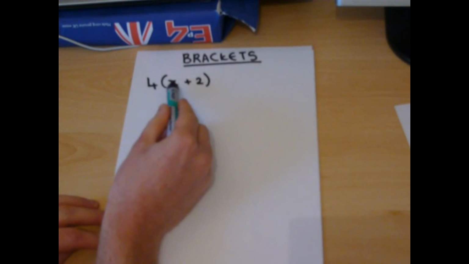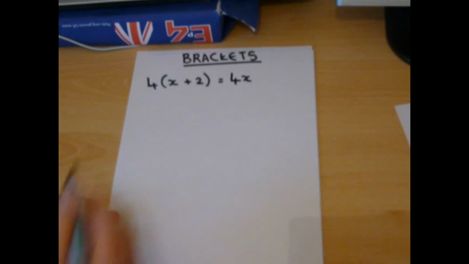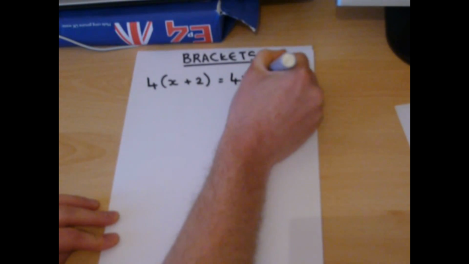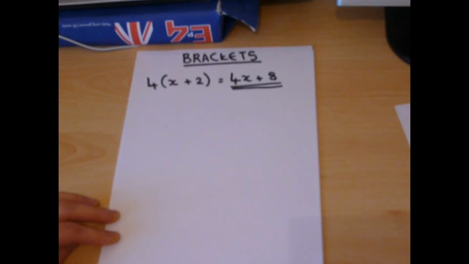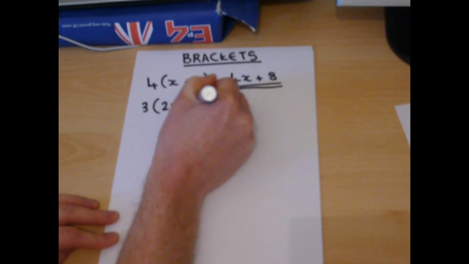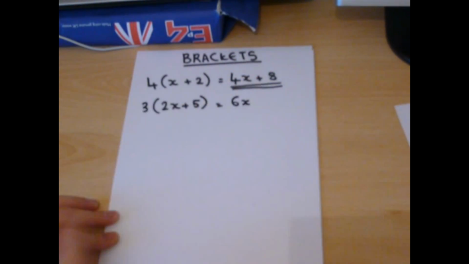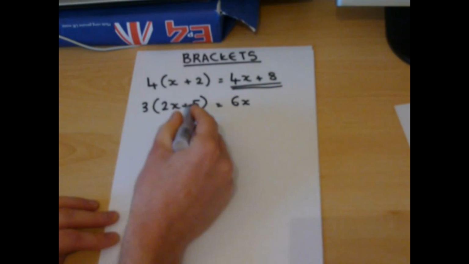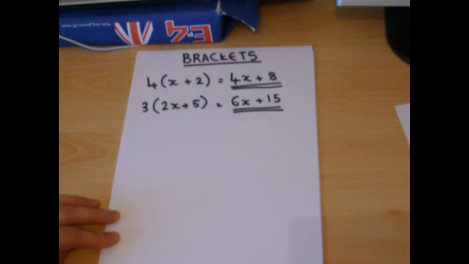So we have a 4 times by an x, which gives us 4x, and a 4 times a 2, which gives us an 8. That bracket has therefore been expanded. Similarly, we might have 3 bracket 2x plus 5. We do 3 times 2x, which is 6x, and 3 times 5, 15. I now plan to go through a few more examples.